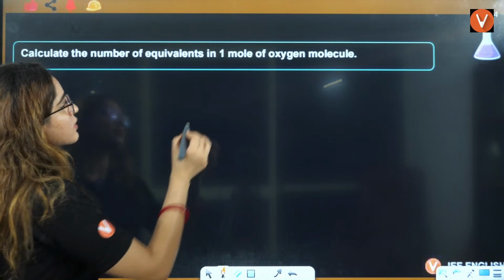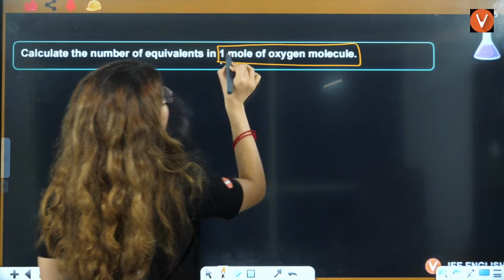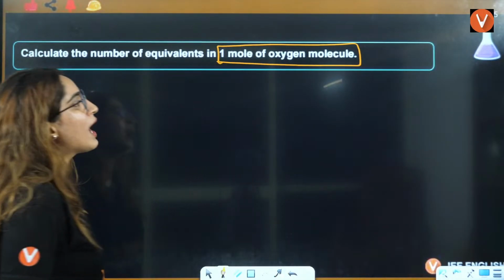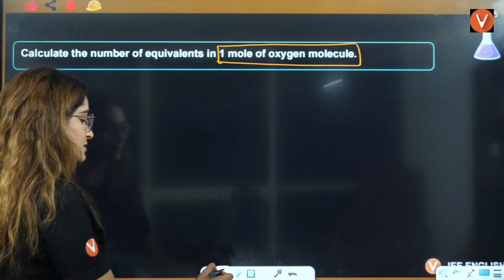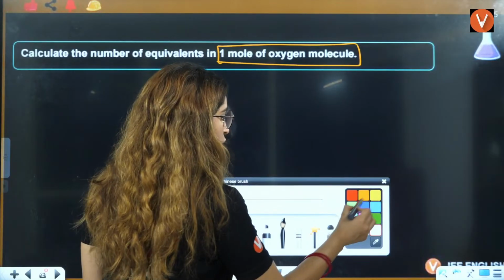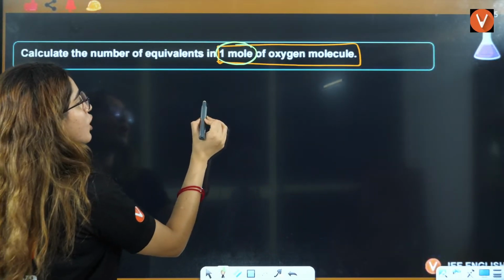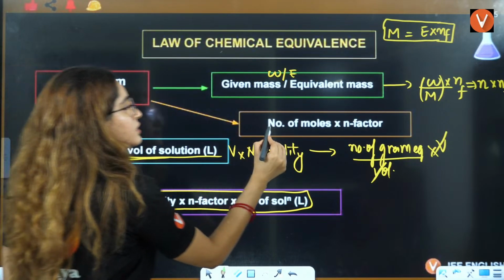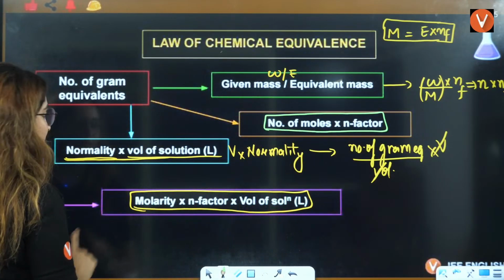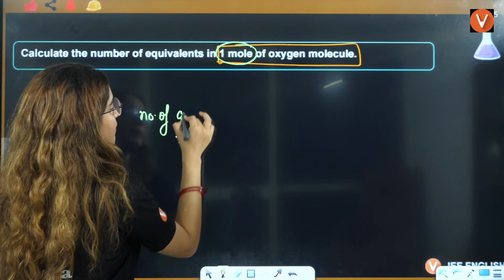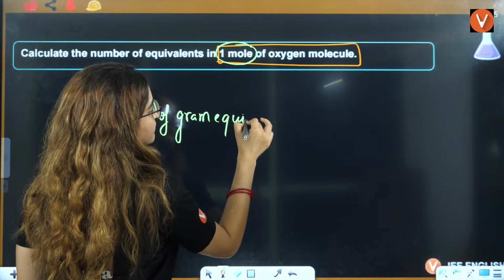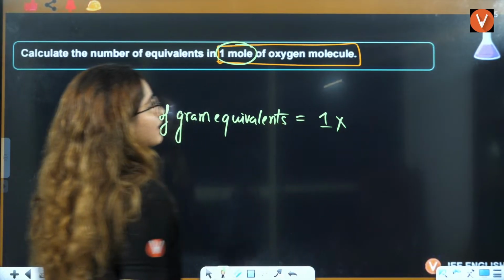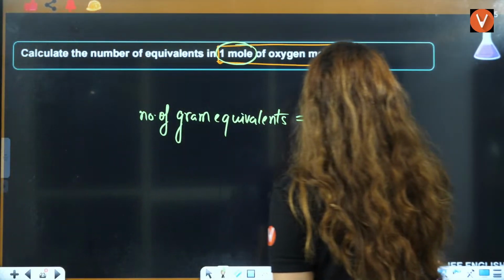Calculate the number of equivalents in 1 mole of oxygen molecule, right? So calculate the number of equivalents in 1 mole of oxygen molecule. See, the simple thing is, they have given you moles here, right? Oxygen molecule. So whenever you want to calculate the gram equivalents in terms of moles, tell me what is the formula. Number of moles multiplied by n factor. So can I say number of gram equivalents is equal to number of moles multiplied by n factor.